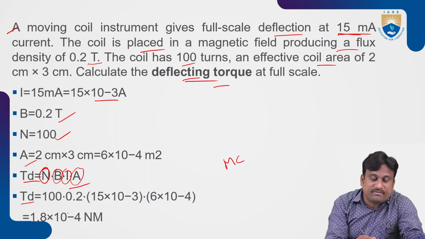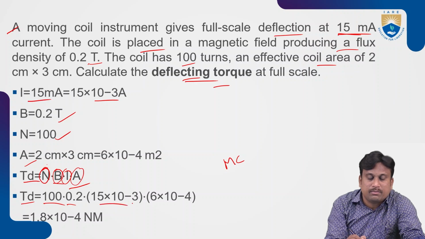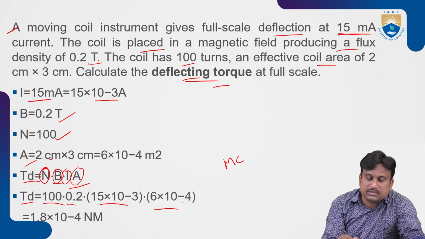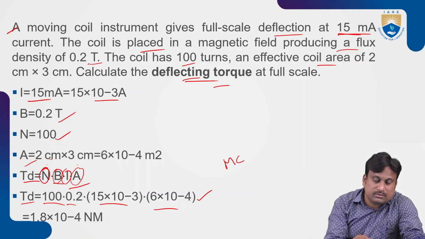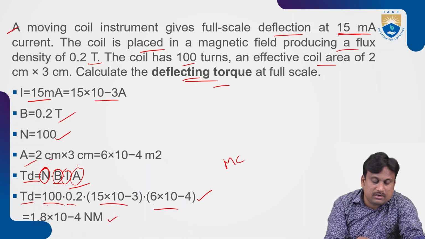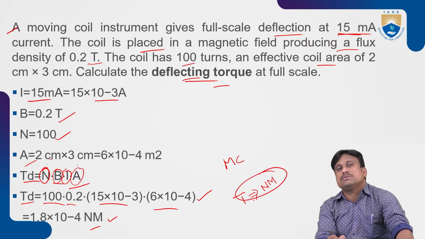So here N is the number of turns, which is about 100, and B is the flux density, that is 0.2. Coming to the current, the current is about 15 milliamps, 15 into 10 power minus 3. Your area of cross section will be 2 into 3, means 6 centimeters square, that is 6 into 10 power minus 4. When you substitute all these values in the deflecting torque expression, your result becomes 1.8 into 10 power minus 4 Newton meters. Usually the torque value we should consider in Newton meters. So this is the result we can see.